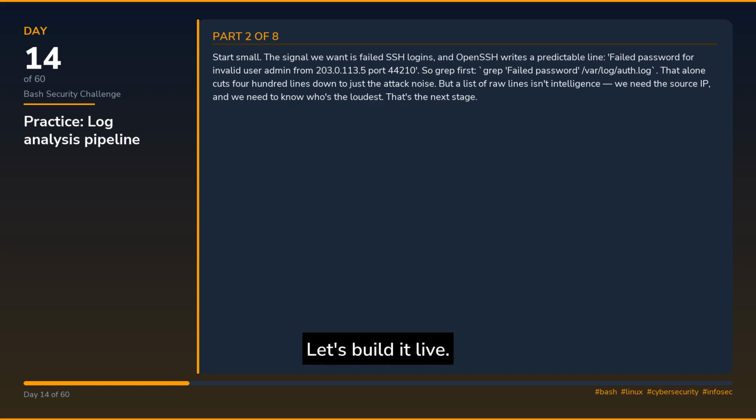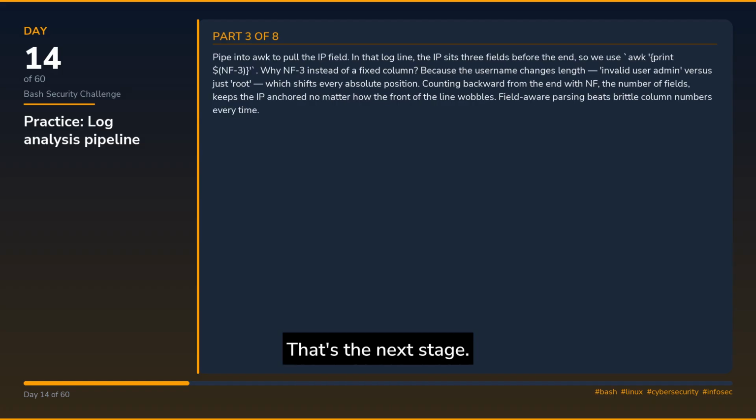But a list of raw lines isn't intelligence. We need the source IP, and we need to know who's the loudest. That's the next stage. Pipe into awk to pull the IP field. In that log line, the IP sits 3 fields before the end, so we use awk '{print $(NF-3)}'.